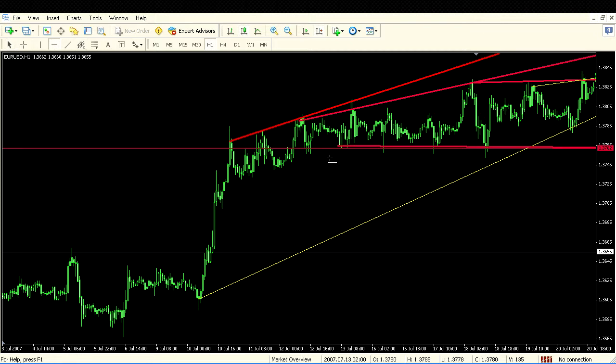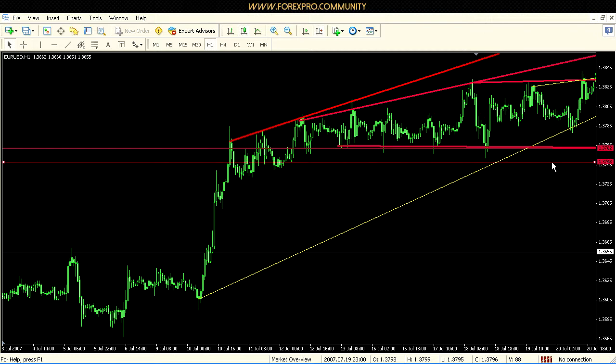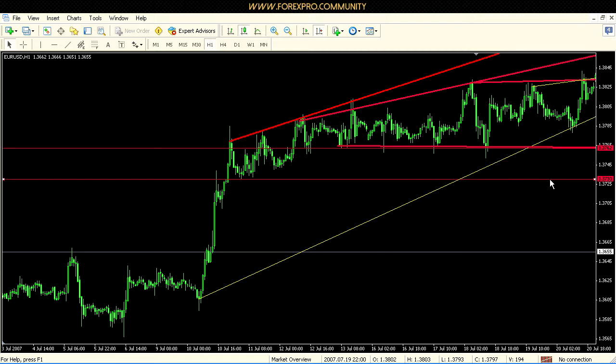We take a horizontal line and check the closest bottoms, the minimal prices reached by the market, 1.3751. It tells you that this level, 1.3751, can easily be reached again. It's happened before. It could happen again. So we put the minimal price behind this level. We set stop loss at 20 points below, 1.3731, 1.3730. That's where our stop will be.